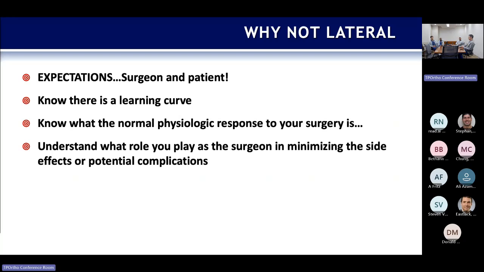And then, understand the role you play as a surgeon again in minimizing the side effects or complications. And we believe most of the time that the lateral approach really is a way to avoid a lot of bad things.